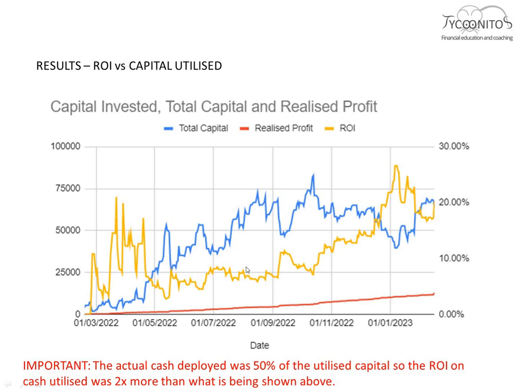So as you can see, if you focus on the yellow line, the ROI exceeded 20%. But what you also need to take into consideration is that for this exercise, what I did is every single time I deployed, let's say, $1, I actually recorded $2 as capital deployed or capital invested. That's because in the real world, when you trade options, you always have to make sure that you have a sufficient amount of capital on the side just in case a trade works against you.